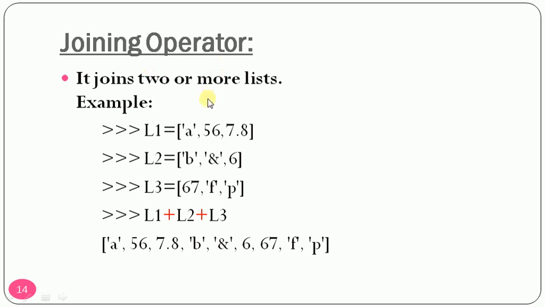The joining operator is the plus sign. It joins two or more lists. Look at this example: L1 is A, 56, 7.8; L2 is B and 6; L3 is 67, FP. If we want to join these, we can use the plus sign, that is the joining operator: L1 plus L2 plus L3. If the plus sign has lists on the left hand side and right hand side, it joins the lists. So you will get this as the answer, all these lists joined together. So this is the joining operator.